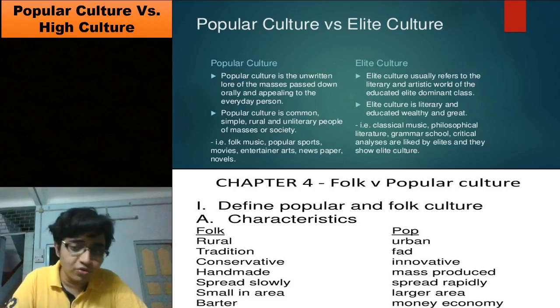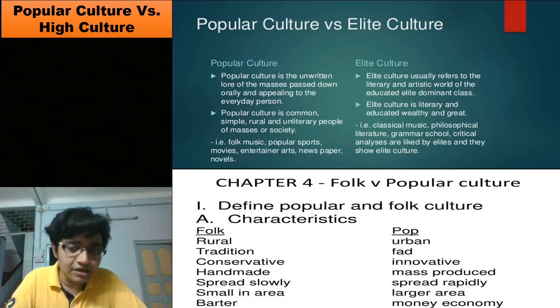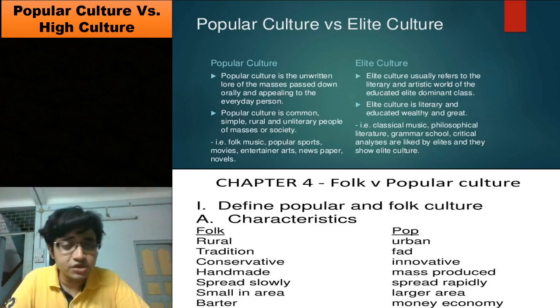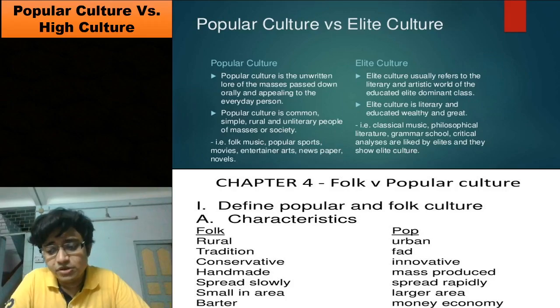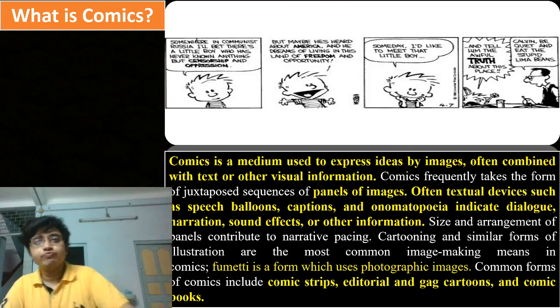Folk literature is rural, popular culture is essentially urban in the postmodern context. Folk literature is traditional, while popular literature is fad, innovative, mass-produced. It spreads rapidly over a large area, and of course, the market economy is its chief target. So, বাজার অর্থনীতির উপরেই popular culture depend করে.